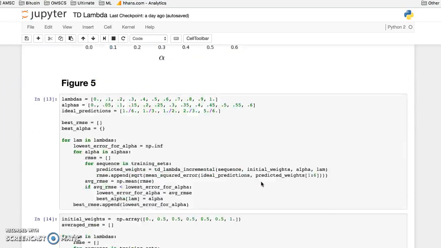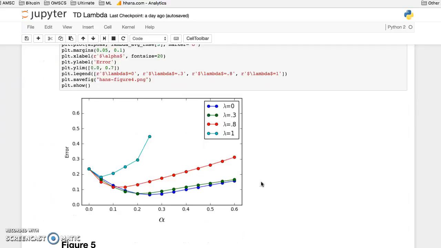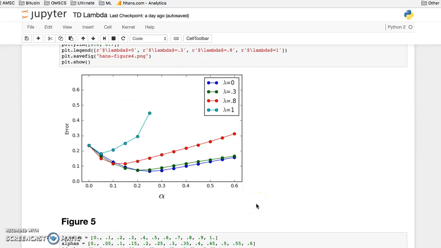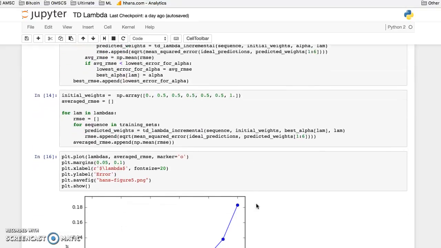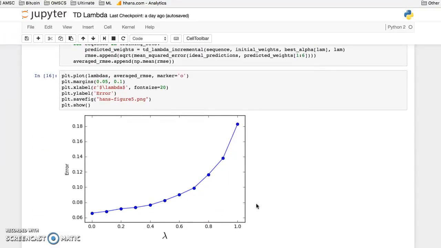Figure 3 and 5. So 3 also is fairly similar. I'm actually diverging here a little bit quicker with lambda 1. I also don't see this crossover between 0.8 and 0.3 here. But this is probably related to the same kind of factors that I mentioned above. Figure 5, this is probably the biggest deviation, is that I don't get this dip here. I actually have a monotonically increasing function. And that's probably related to the same reasons.